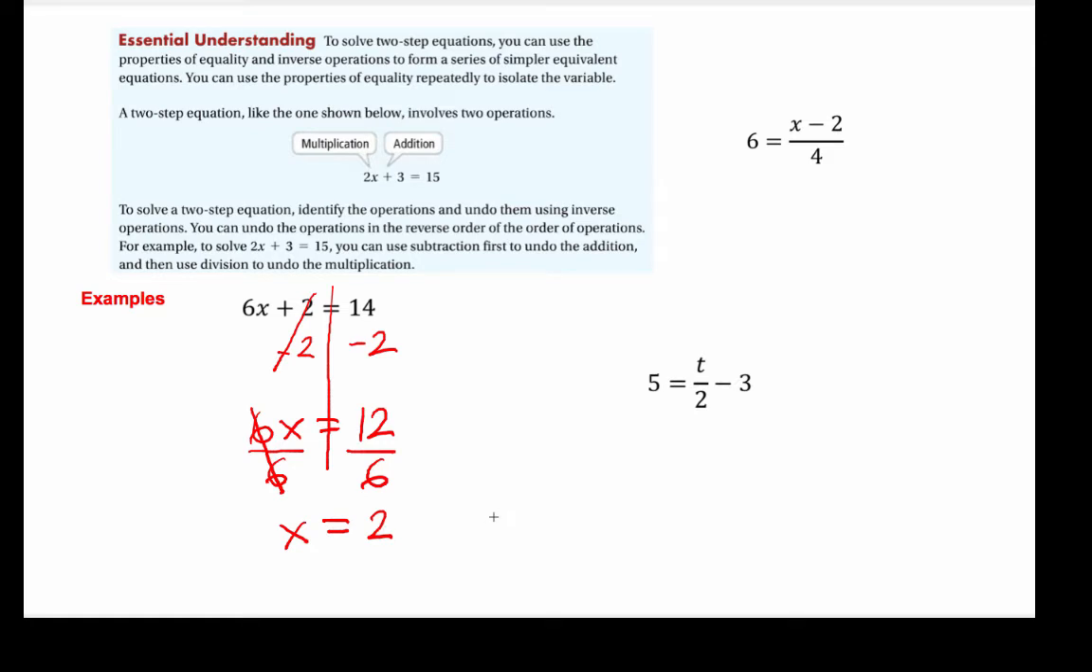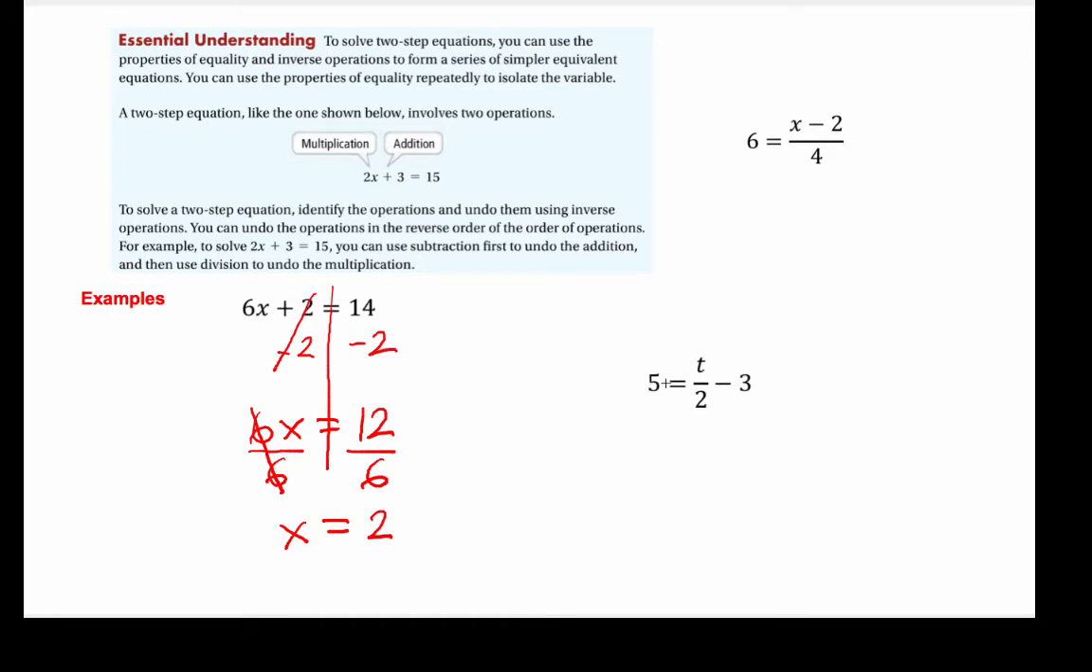Remember, you can always check your solutions, and it's a good habit to get into. Real quick, I would just put 2 in for x in the original equation, see if I get a true statement. 6 times 2 is 12. So I have 12 plus 2 on the left. 12 plus 2 I know is 14. 14 equals 14. So I know that I have the correct solution. And to an equation like these, there is only one solution.